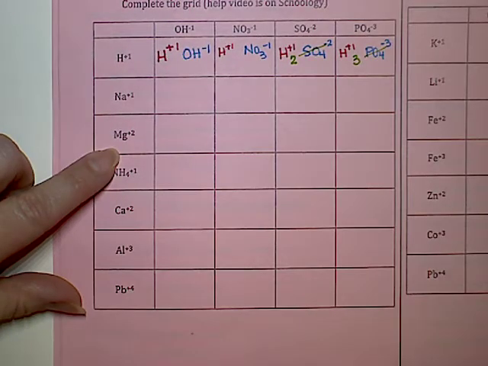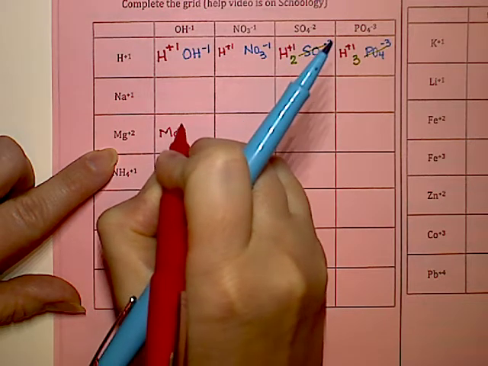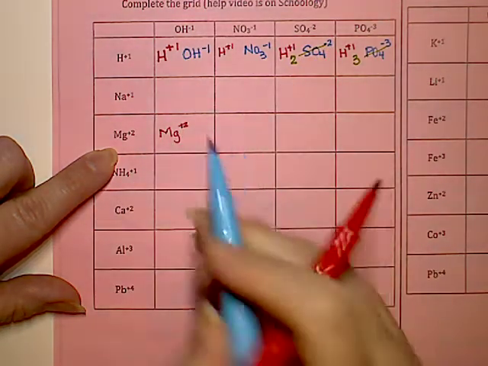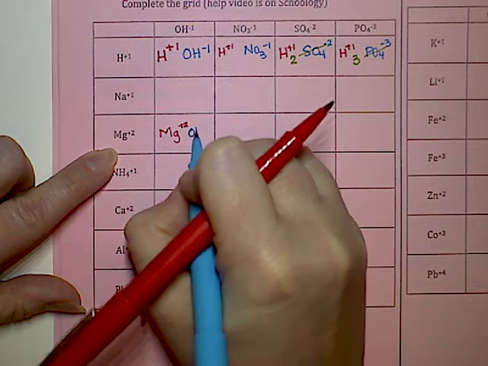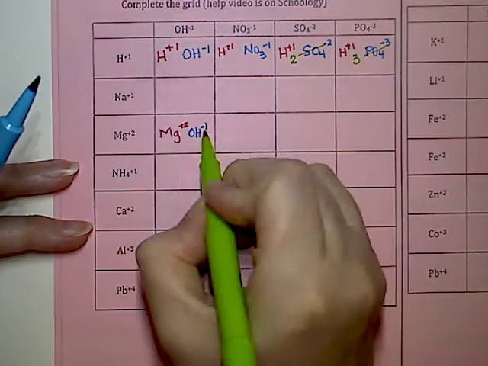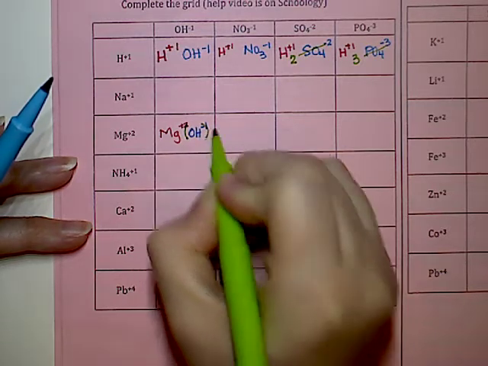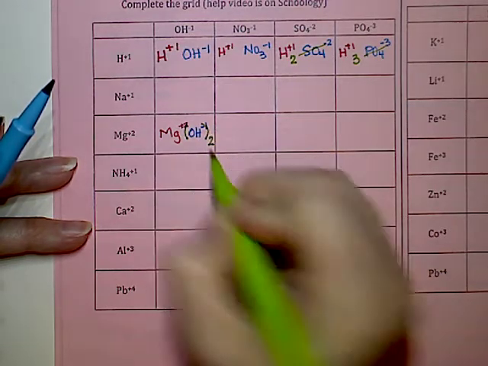I'm going to look at the next row down. I have magnesium is plus 2, and hydroxide is minus 1. They do not cancel out. This is polyatomic. I need parentheses, and I'll bring my 2 down.